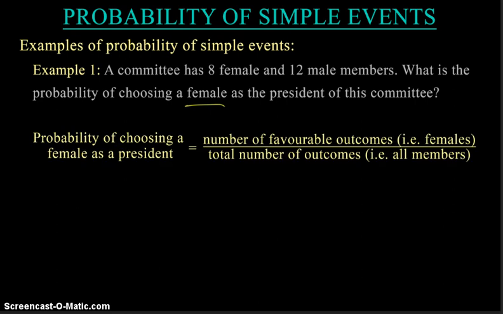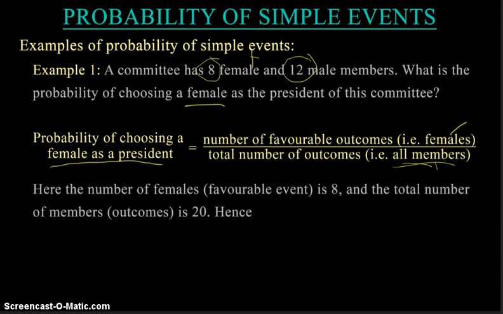So the probability of choosing a female president, or a female as a president, is equal to the number of favorable outcomes, that is the number of females, over the total number of outcomes, that is all members. So the number of females here is 8, and the number of male members is 12. If you are going to add that, 8 plus 12, we have 20 as the total members.